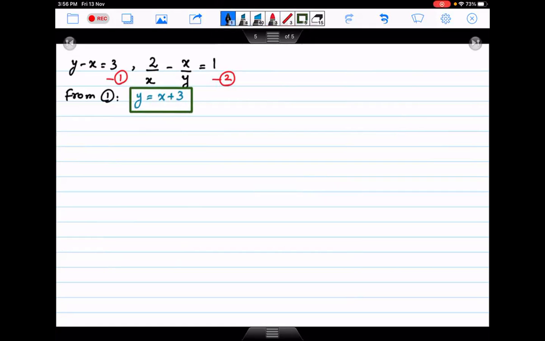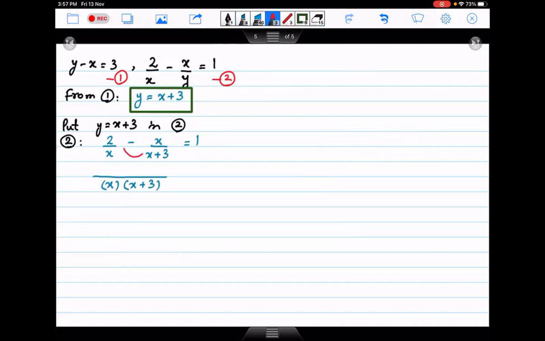Now I have the value of y. So I should be putting y is equals to x plus 3 in equation 2. So whatever equation 2 is, instead of y, I should be putting x plus 3. So I think you must know the process of LCM. So it should be x multiplied by (x + 3).